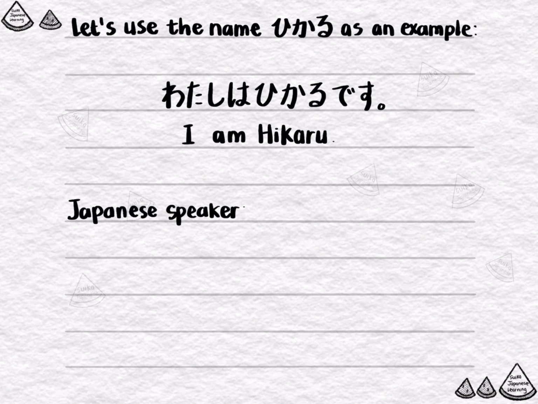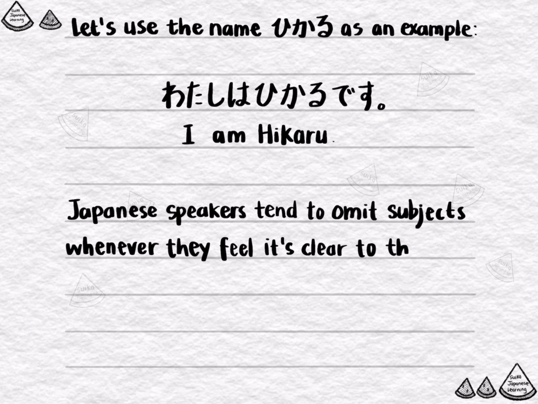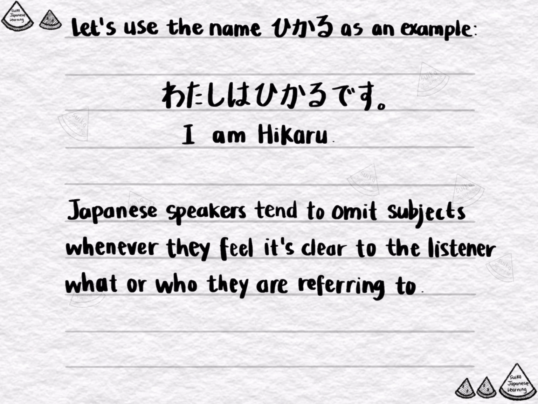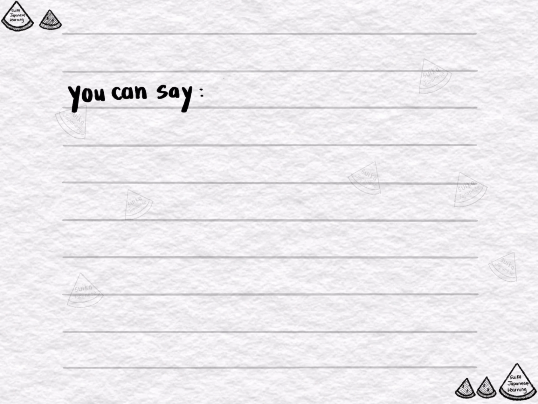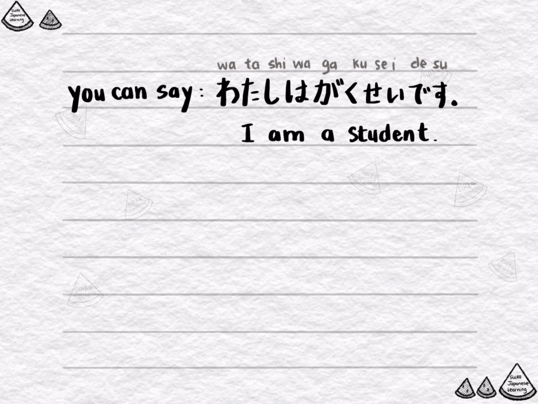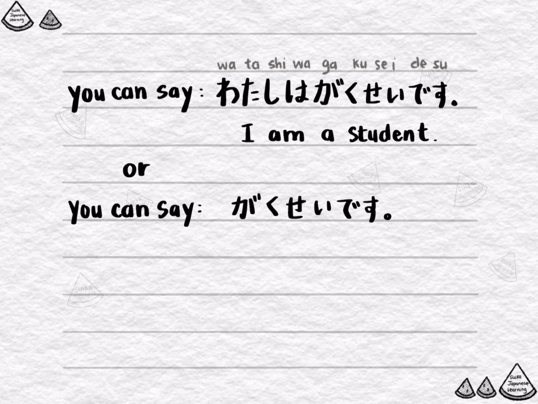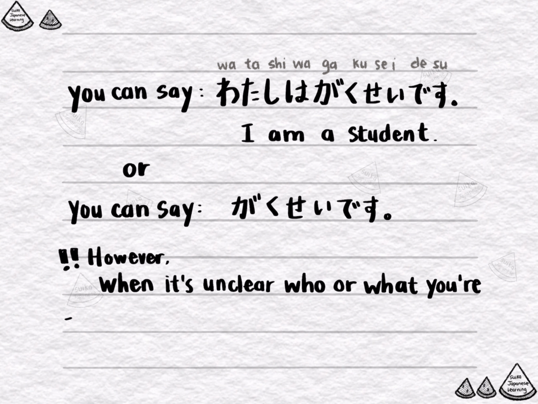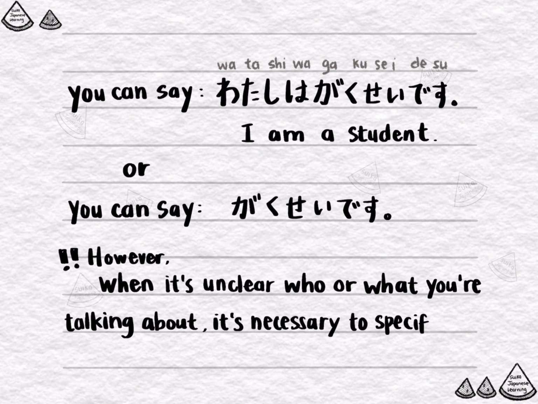Japanese speakers tend to omit subjects when they feel it's clear to the listener what or who they're referring to. When introducing yourself, it's clear that you're talking about yourself, so you can drop the subject and simply say, Hikaru desu. Another example. If you want to introduce yourself as a student, you can say, Watashi wa gakusei desu. I am a student. Or drop the subject and say, gakusei desu. However, when it's unclear who or what you're talking about, it's necessary to specify the subject.